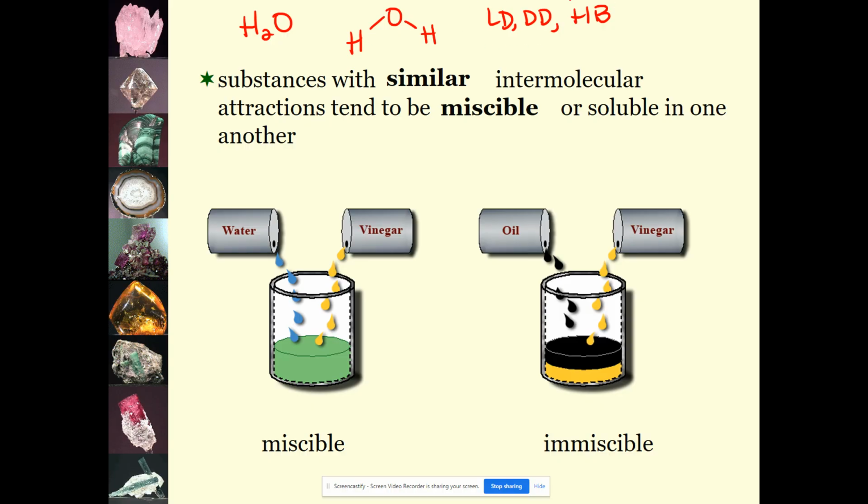So if we want to find if something is soluble in water, it has to have those same forces. It also has to have London dispersion, dipole-dipole, and hydrogen bonding. The more forces that are the same, the more soluble or the more miscible it will be. If they have different forces, they will be insoluble with each other.